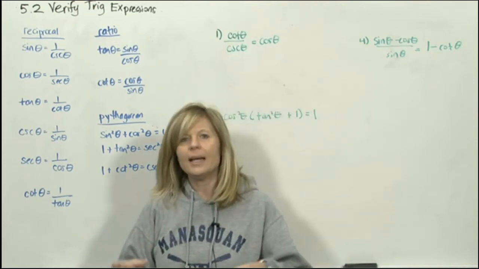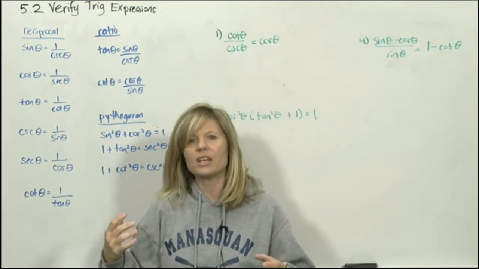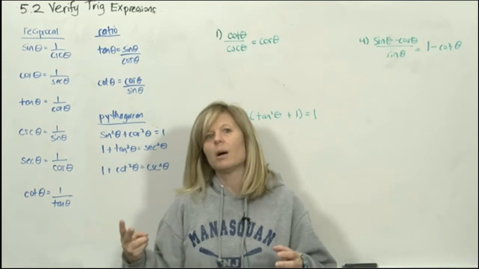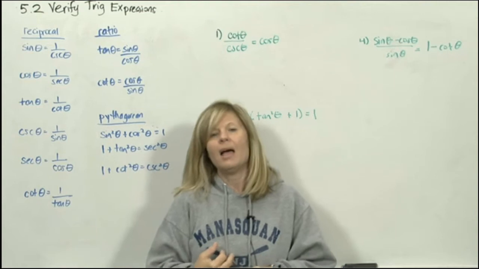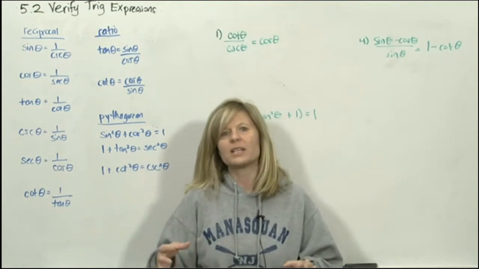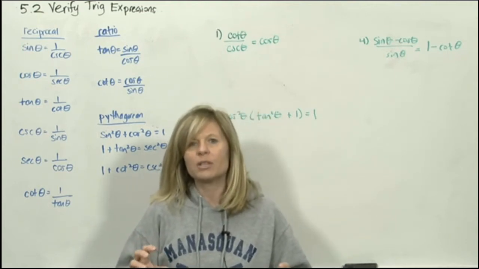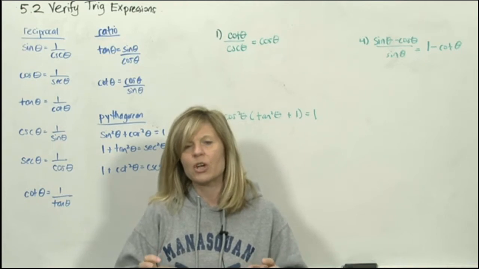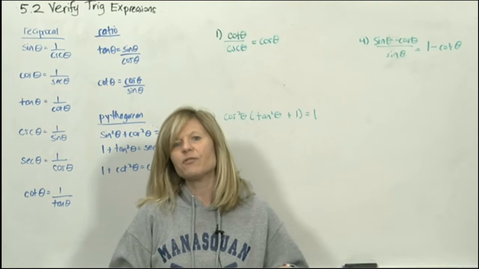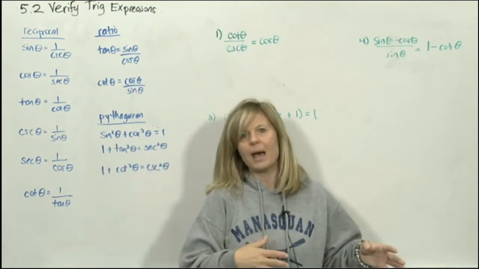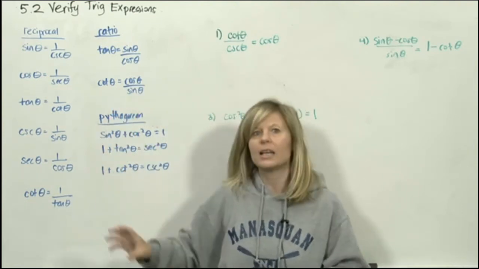Okay, in 5.1 we use these identities for 2 purposes. Number 1, we saw another way to evaluate a trig expression. And then secondly, more importantly, we saw we could take these trig identities and use them for simplification purposes to follow order of operations.